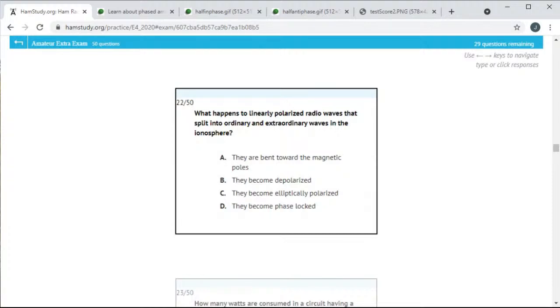What happens to the linearly polarized radio waves that split into ordinary and extraordinary waves in the ionosphere?